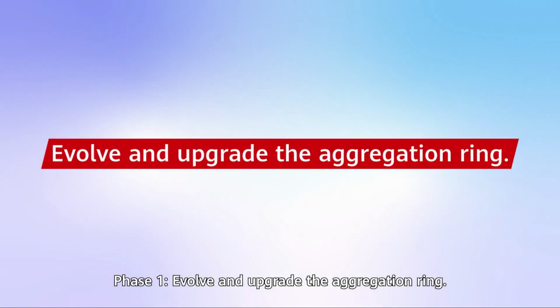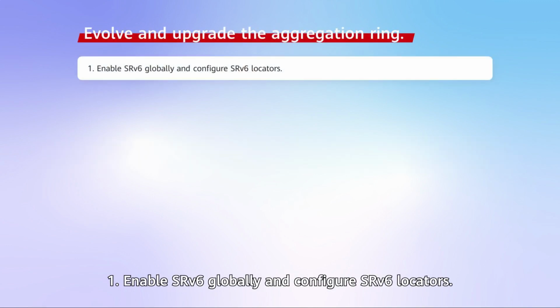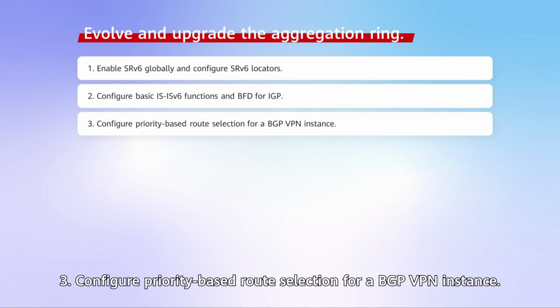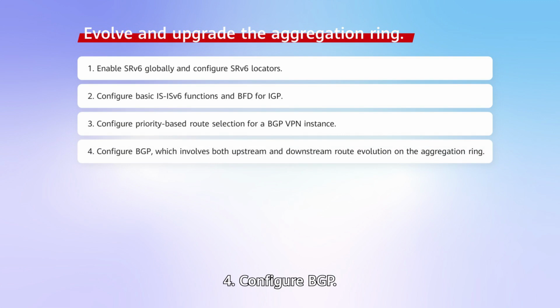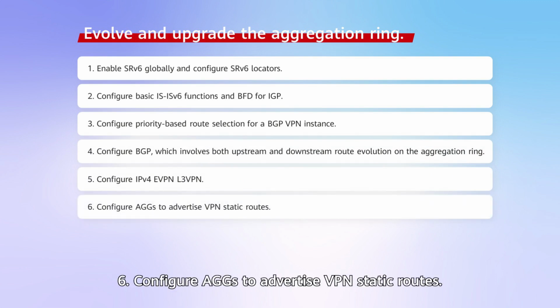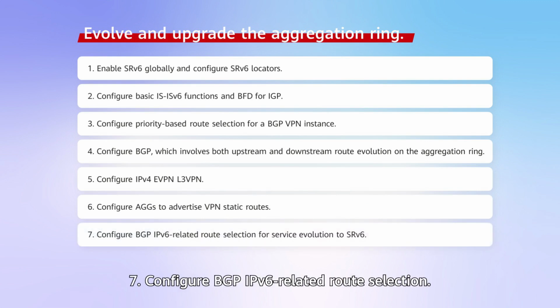Phase 1, evolve and upgrade the aggregation ring. First, enable SRv6 globally and configure SRv6 locators. Second, configure basic ISISv6 functions and BFD for IGP. Third, configure priority-based route selection for a BGP VPN instance. Fourth, configure BGP. Fifth, configure IPv4 EVPN L3VPN. Sixth, configure AGGs to advertise VPN static routes. Seventh, configure BGP IPv6 related route selection.